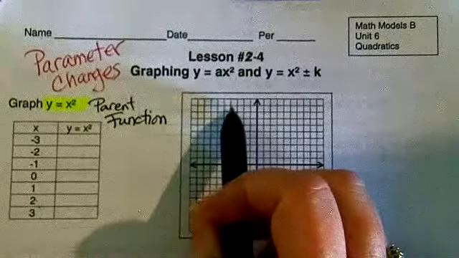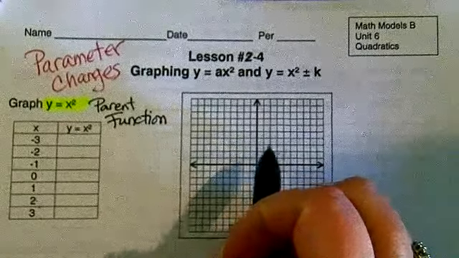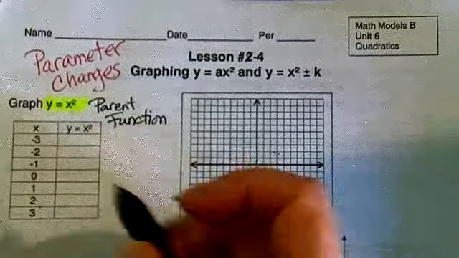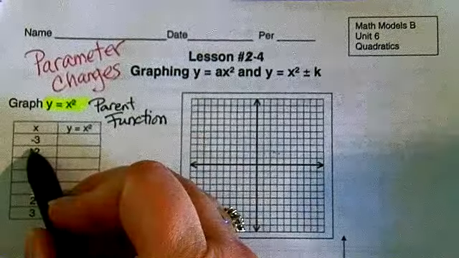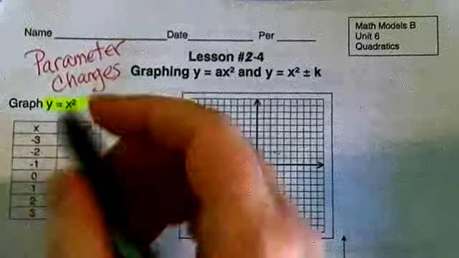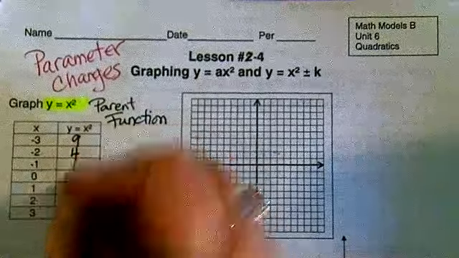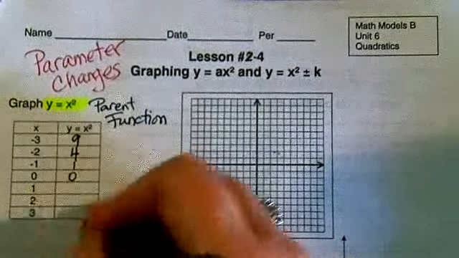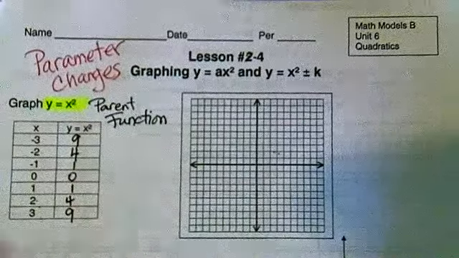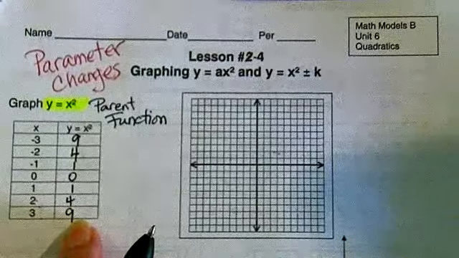Because I want to graph things that are on this graph paper and that are integers. I don't want to graph anything like 2.7. That's not fun to graph. So I'm going to take this -3 and go -3 times -3, -2 times -2, -1 times -1, 0 times 0, 1 times 1, 2 times 2, and 3 times 3. Now, as it turns out, all the output numbers are positive.